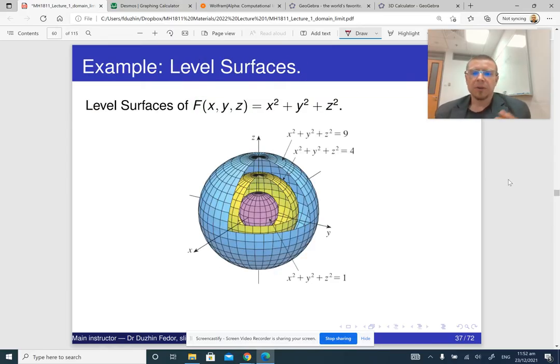All right, how about level surfaces of 3D functions in general? Now it is a bit tricky to visualize a whole bunch of level surfaces if you have functions of three variables, not to speak of the graph of a function of three variables, because the graph would be something like a hypersurface in a hyperspace. So I don't think that we can realistically visualize it, right?